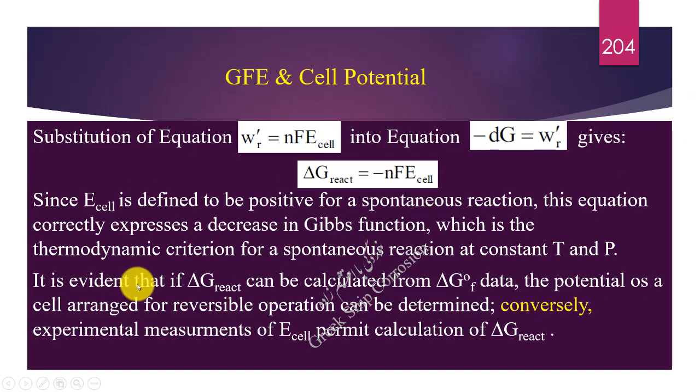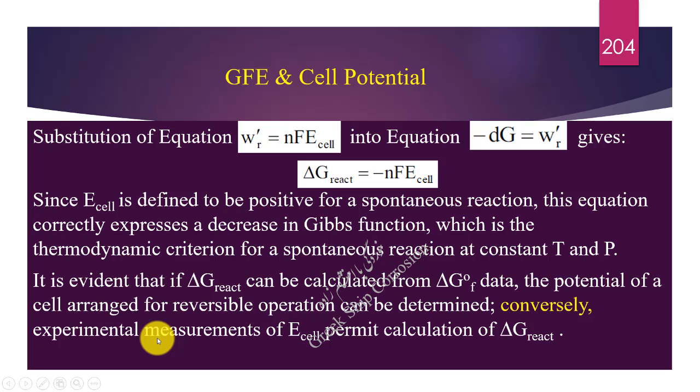It's evident that if Gibbs free energy change of the reaction can be calculated from the standard Gibbs free energy of formation data, the potential of a cell arranged for reversible operation can be determined. Conversely, experimental measurements of E cell permit calculation of Gibbs free energy change of the reaction.